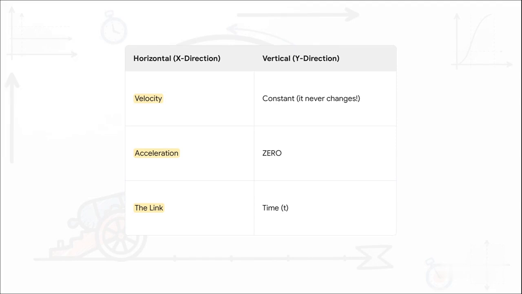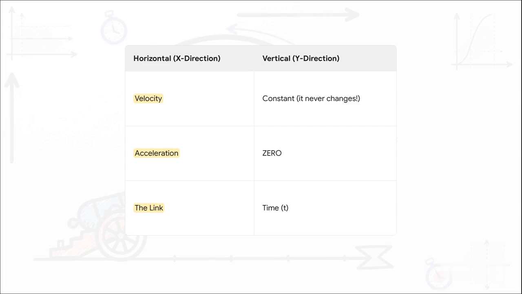We call it the big split. First, think about the horizontal world, the x direction. Once something is launched, is there anything pushing or pulling it sideways? Nope. So its speed in that direction is just constant. It never changes. It's just cruising along. Simple, right? But then you've got the vertical world, the y direction, and that's a whole different story. Gravity is always pulling it down, which means its vertical speed is always changing.